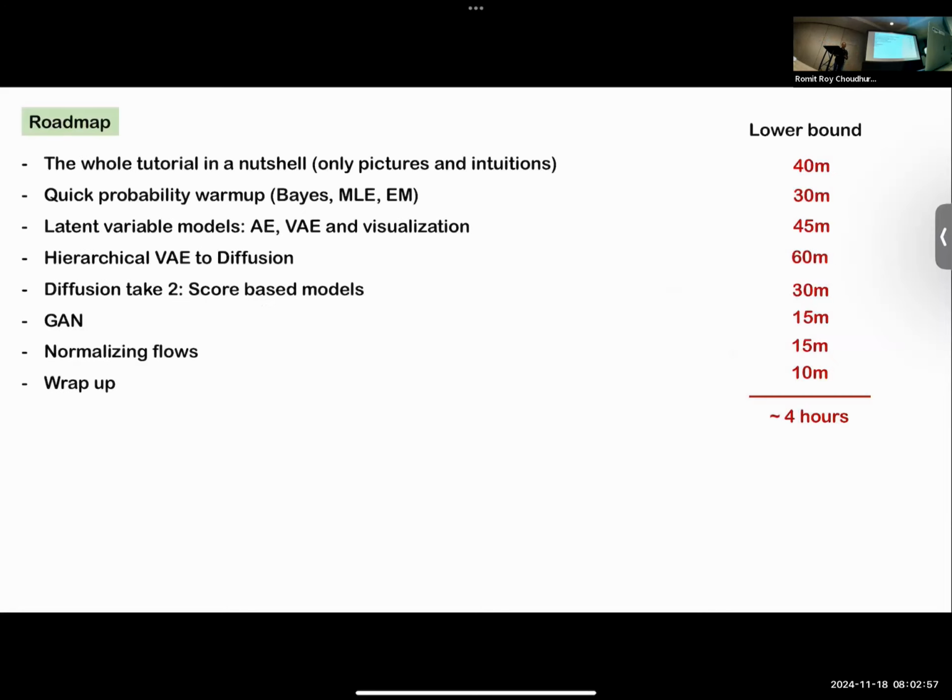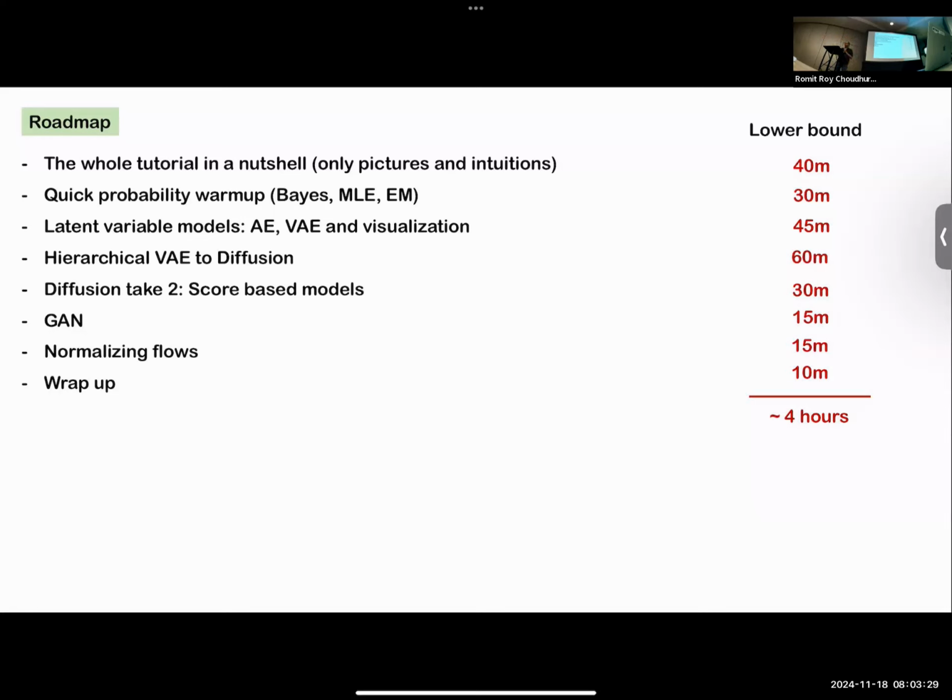Okay, good. So here is the roadmap. We'll start the tutorial by doing a pass over the whole thing. Whatever we're going to talk about the whole day, we'll do this whole thing in a nutshell. And importantly, the nutshell will only be pictures and intuitions. Then we'll do a quick probability warm-up because we'll need a whole bunch of things throughout the day. So we'll do some warm-up, probability jumping jacks.